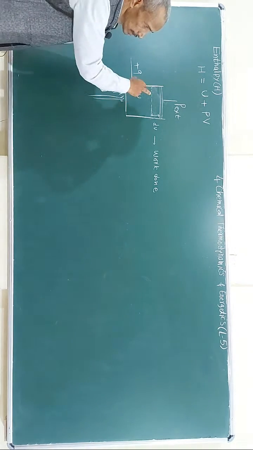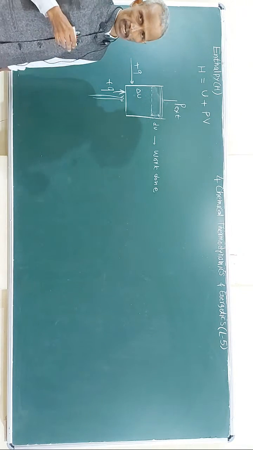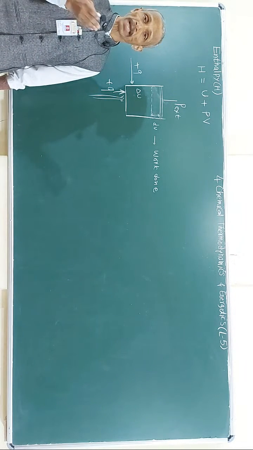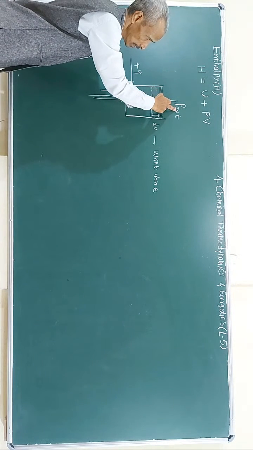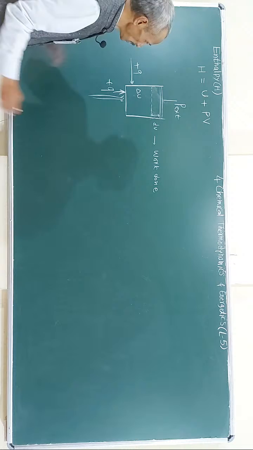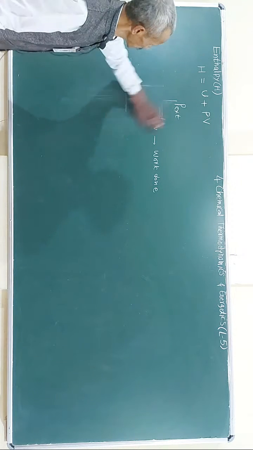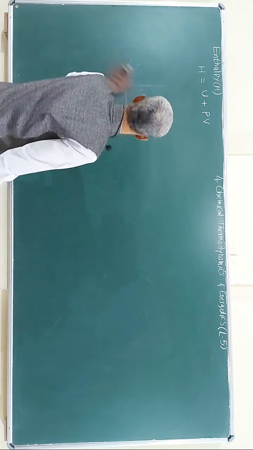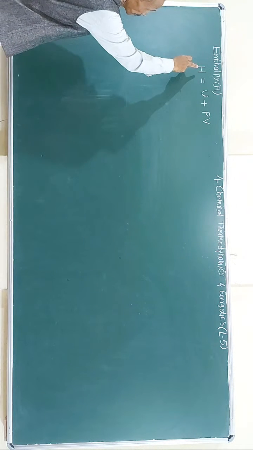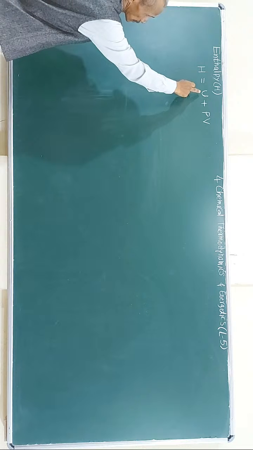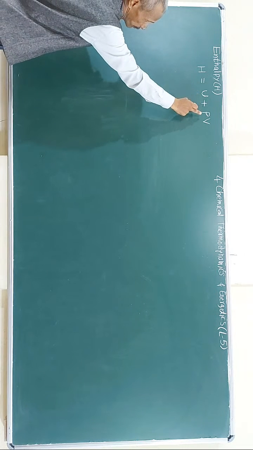Here the expansion process is shown, but it is not necessary; it may be a compression, and depending upon the external pressure, more compression may take place. So the total heat contained, called enthalpy, can be defined as the sum of internal energy plus pressure times volume.